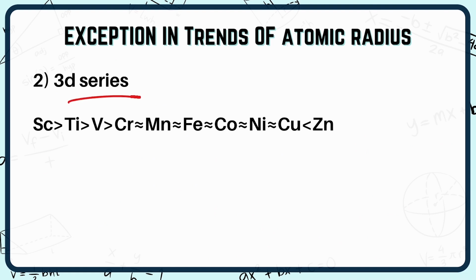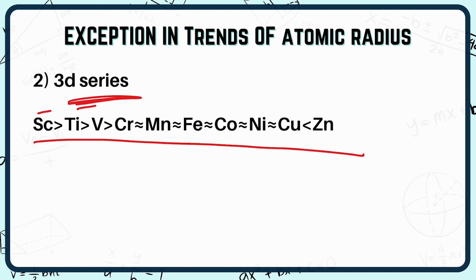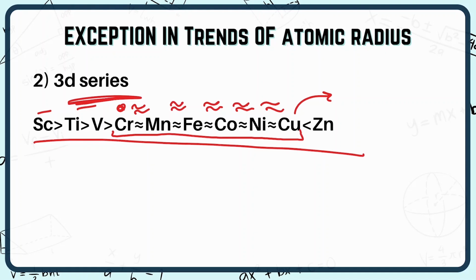The second exception is the 3D series. This is the expectation: while going in the 3D series, scandium, titanium, simple, but after chromium, it changes. The atomic radius starts to get equal. This is very important. Remember this thing. And after this, zinc's size increases suddenly.